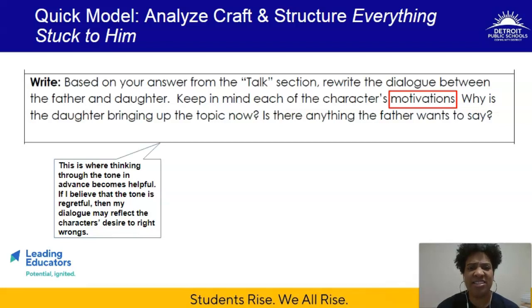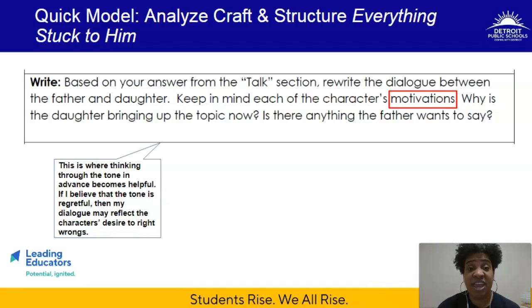And one of the ways that can help you unearth or uncover the motivation is considering that tone. What are they thinking? What are the characters thinking on both sides of the dialogue here? And once you've thought through the tone in advance, that helps. Because if I believe that the tone is regretful, then my dialogue, the new dialogue that I create, may reflect the character's desire to right some wrongs, to clear the air, to get things out in the open.